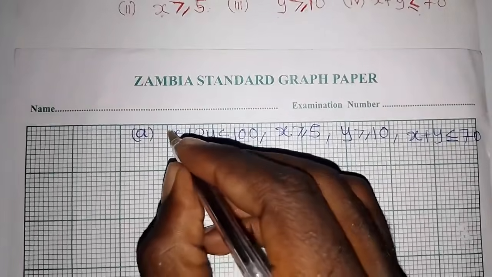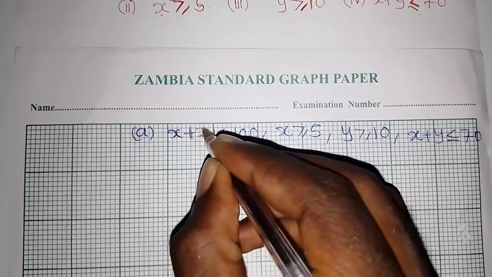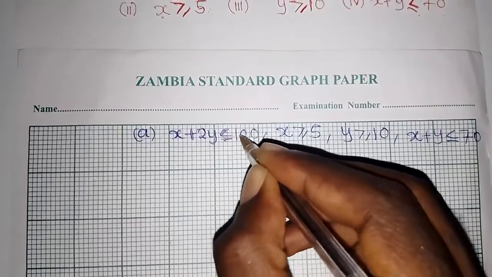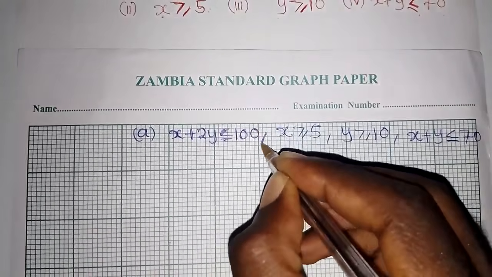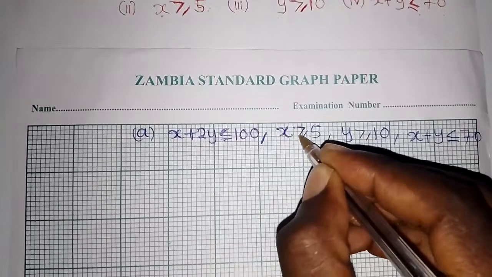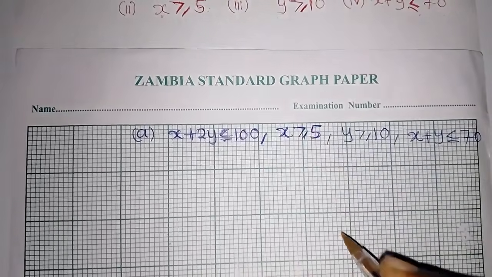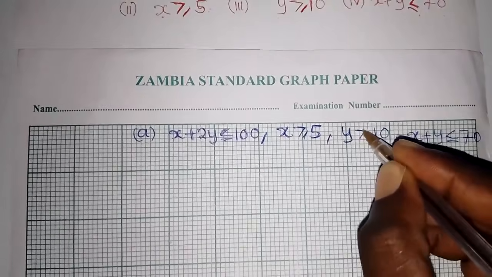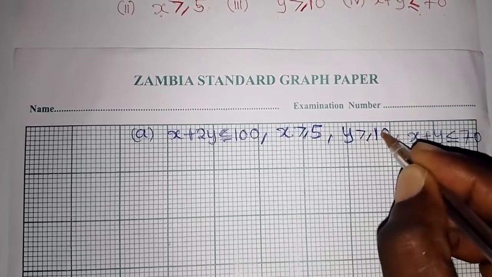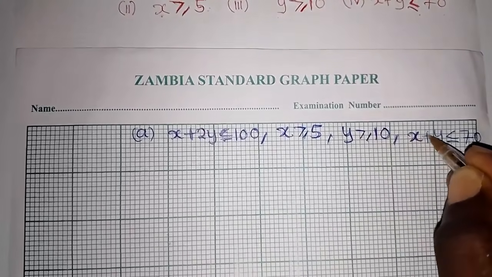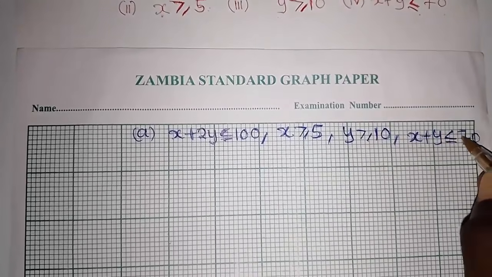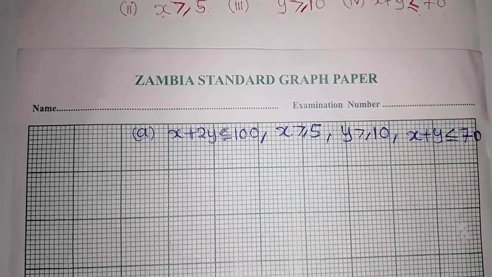Have you seen the way I've written them? This is the same way you are supposed to write them. I'm doing this so that you understand. These are the inequalities that I've written. These are the inequalities you need to get and understand.